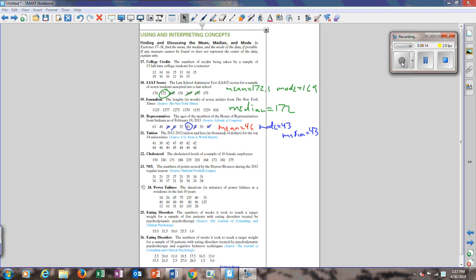Number 22, add them all up, divide by the number of numbers. There are 10 people. So our mean equals 200.4. The mode, so which one repeats? None of them repeat, so there's no mode. You could also just do this. I'm fine with that.